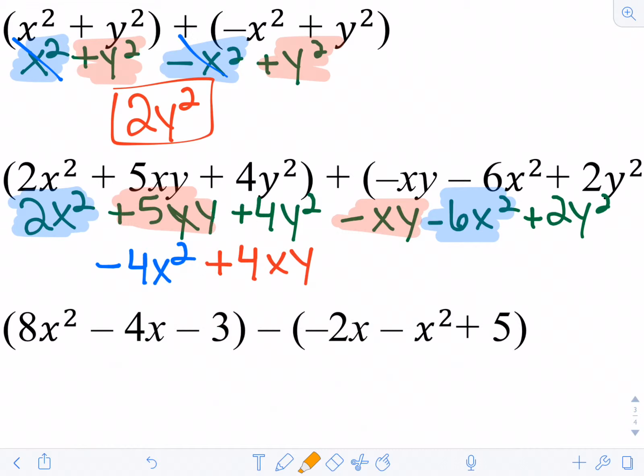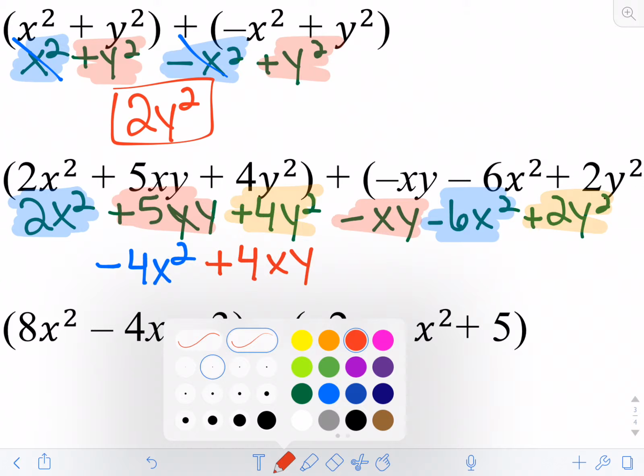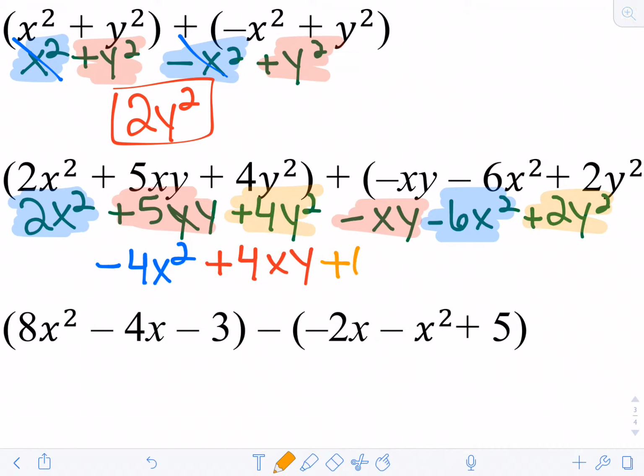And then I have these y squareds here and y squareds here. So I have 4 plus 2, which is 6, so I have 6 y squareds. Again, nothing else I can combine, so that's my final answer.